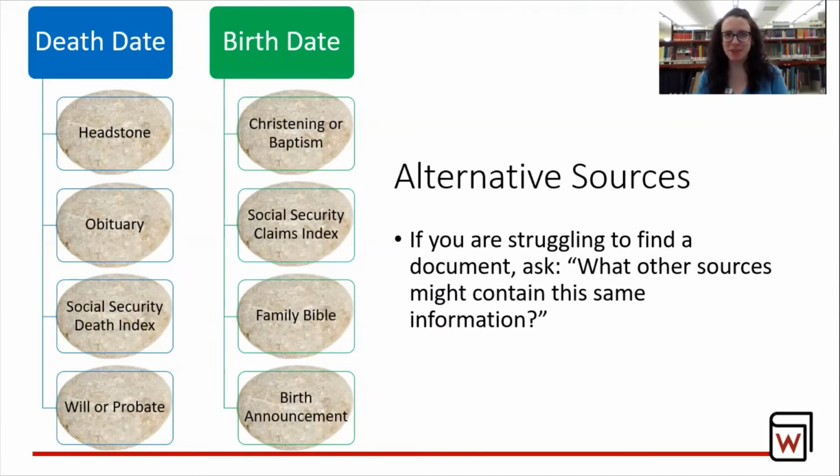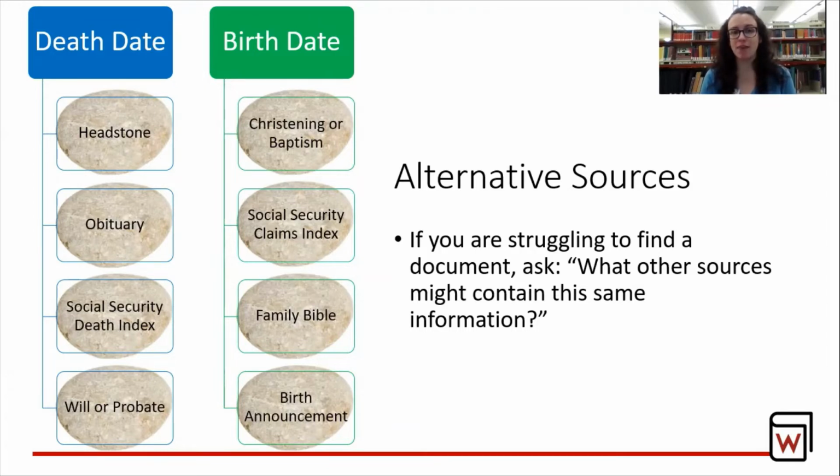My name is Hannah, and I am the genealogy librarian, and I'm going to start by talking with you about alternative sources. If you're struggling to find a document, sometimes it's helpful to ask what other sources might contain the same information, because our ancestors had lots of documents throughout their lives that recorded the same type of information. Even if you find something like a birth certificate, that doesn't mean you shouldn't look for these other records. These are all things that you really should be looking for for every ancestor anyway.